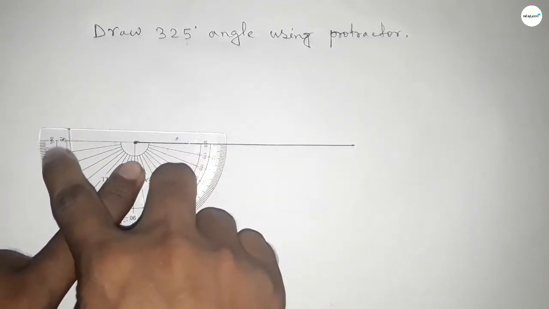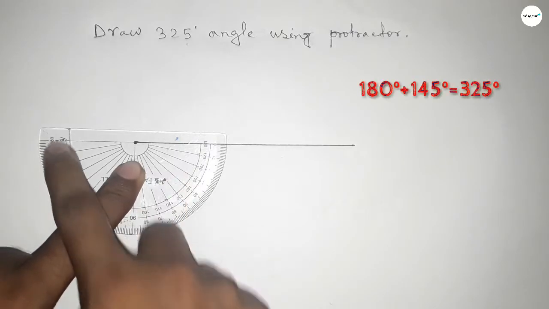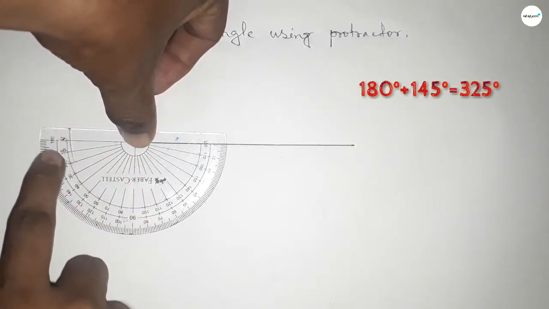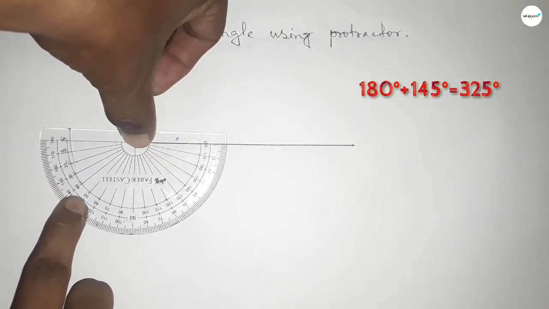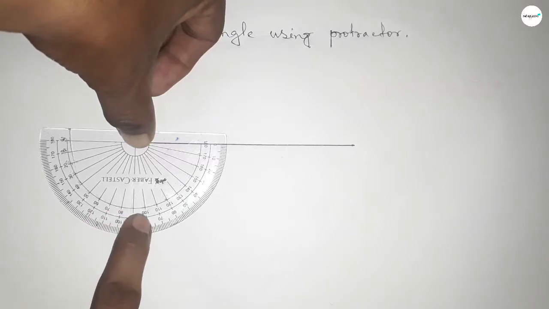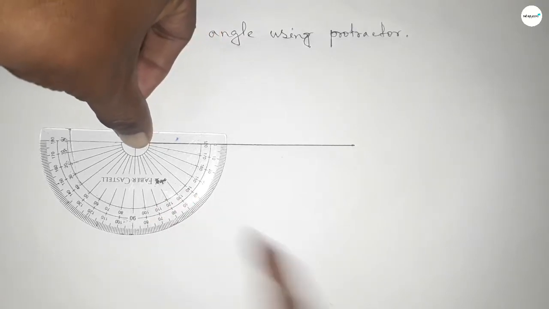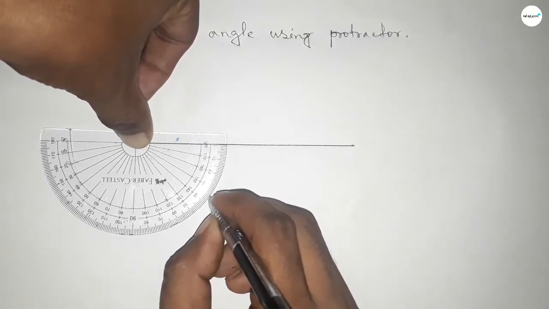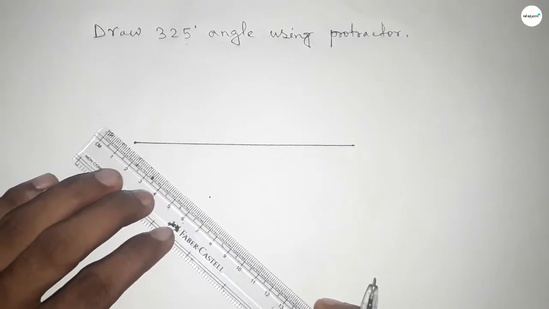So this is up to 180-degree angle, but we have to draw a 325-degree angle. So we have to add a 145-degree angle. So this is 10, 20, 30, 40, 50, 60, 70, 80, 90, 100, 110, 120, 130, 140, and this is 145. So if you add a 145-degree angle with 180 degrees, then we can get a 325-degree angle.